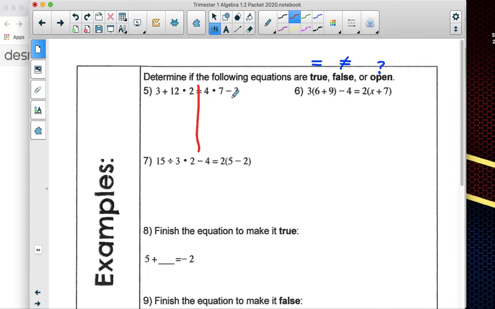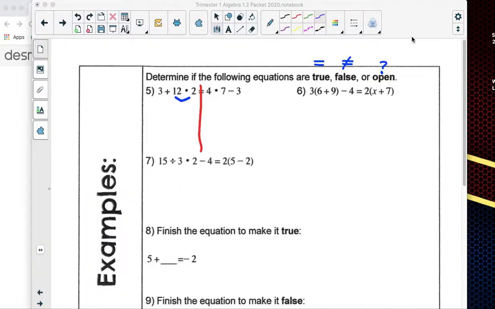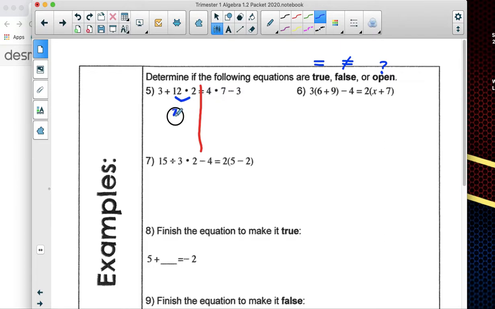Okay, so to do this one here, we're going to decide, do we add first or multiply first? And we're going to multiply first. 12 times 2. Pause for a moment there. So 12 times 2 is 24. So I'm going to go back here, say this is 24. I haven't done that 3 plus yet, so I'm going to do 3 plus 24, 24, 25, 26, 27. So this is 27. Okay.